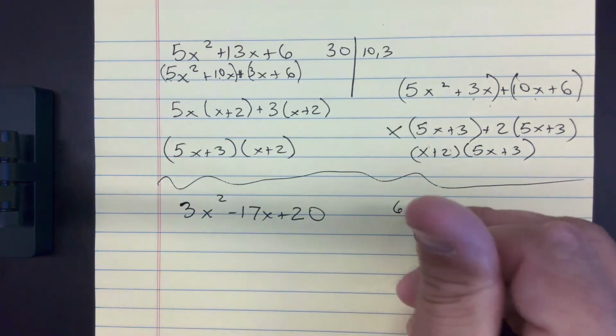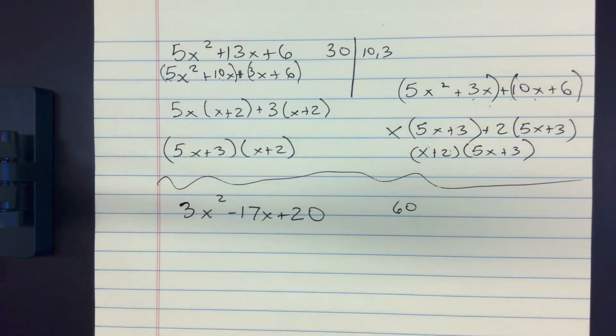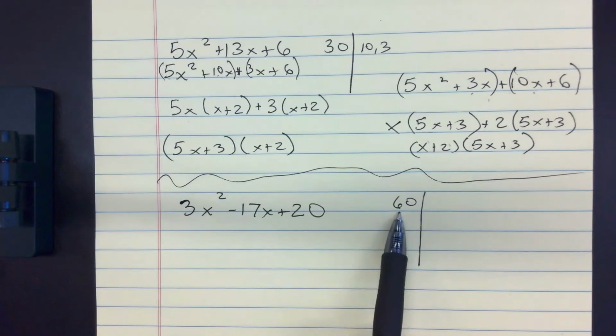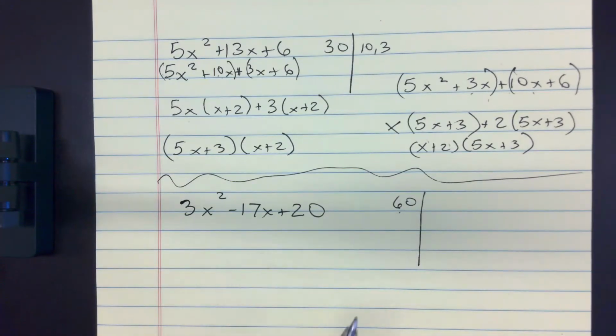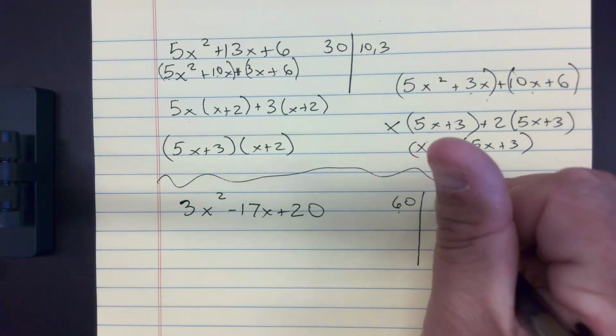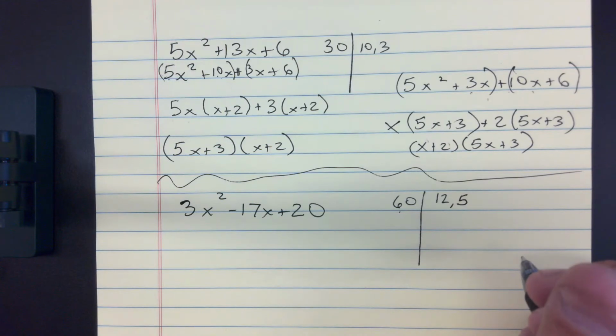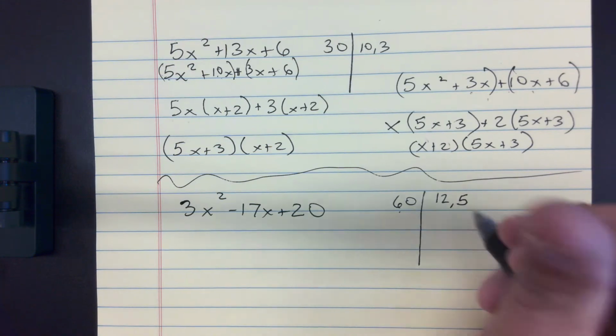3 and 20 make 60, right? Two numbers that multiply together to be 60 and add together to be 17. Ooh, you son of a gun. But it's not positive. Both are negative.